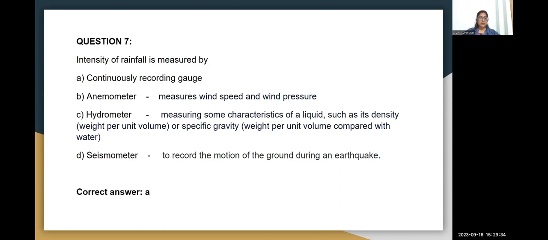So the correct answer is A. We know that recording gauges are what help in measuring the rainfall. Among the other options, the anemometer is used for measuring wind speed and wind pressure. The hydrometer is used for measuring the characteristics of a liquid, like its density and specific gravity. And the seismometer is used to record earthquake movements. So the correct answer for this question is option A.